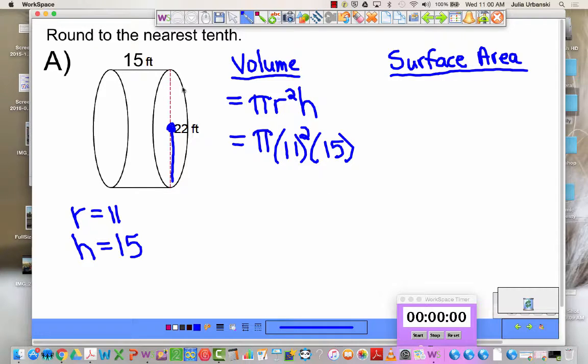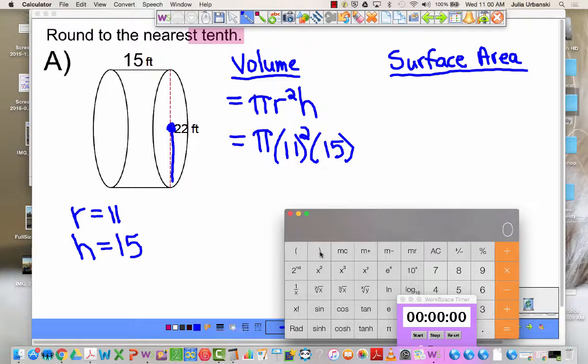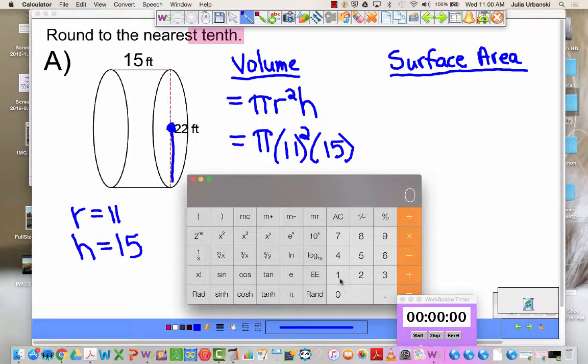Now, the directions don't tell me to use 3.14. That means I'm allowed to just use the pi button. What do the directions tell me, though? The nearest tenth. Good, so we're going to be picky about that. Okay, so in your calculator, please do PEMDAS. Do the exponents first, meaning do 11 squared first, and then times 15, right?